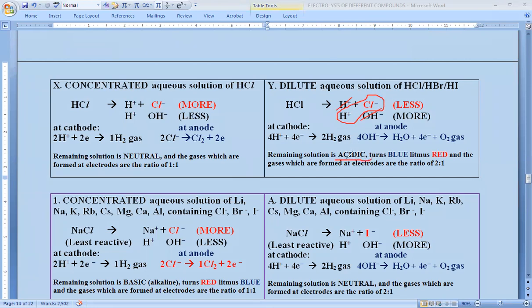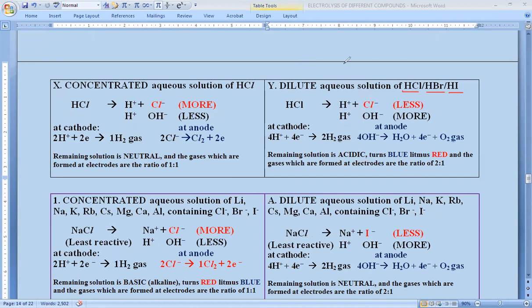The result is the same if you remember. If a dilute solution of HCl, a dilute solution of HBr, a dilute solution of hydrogen iodide, or even a dilute solution of sodium chloride is used, the result is the same. Hydrogen gas is 2 moles and oxygen gas is 1 mole at the anode.